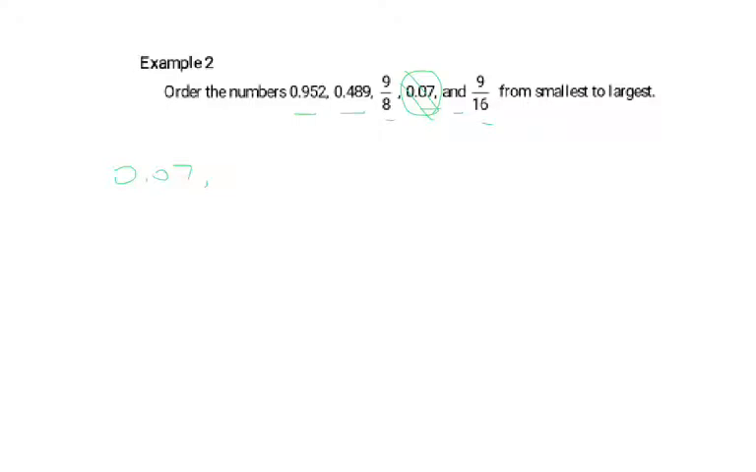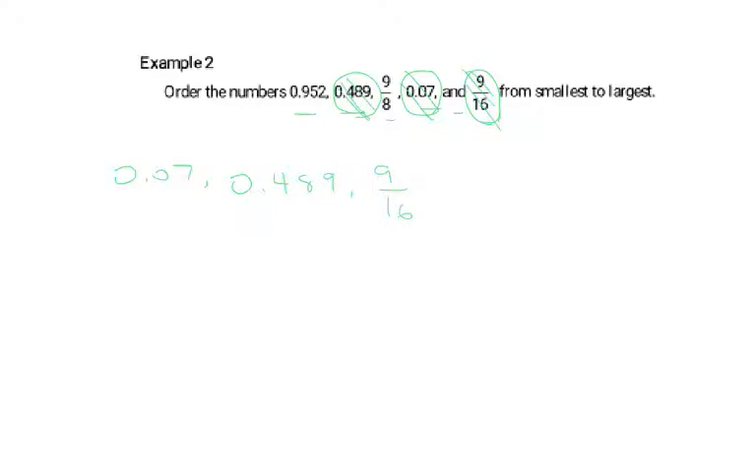If you look for the ones that are close to 1/2, we've got the 0.489, that's just a little bit less than 1/2. And we have the 9/16. They're both close to 1/2, but if you think about 9/16, 8 is exactly 1/2 of 16, and 9 is more. So 9/16 is a little bit greater than 1/2, and the 0.489 is a little less than 1/2. So the 0.489 will be next, and then the 9/16. So we're finished with those two.